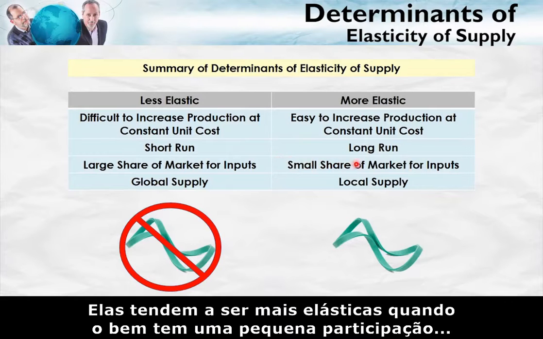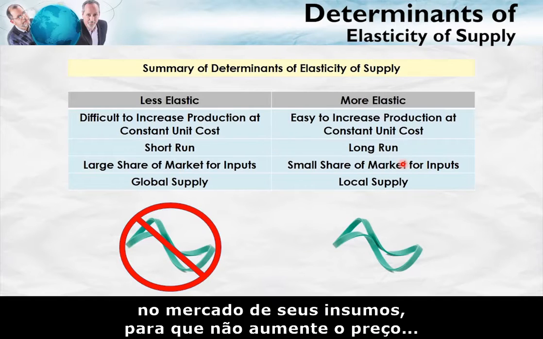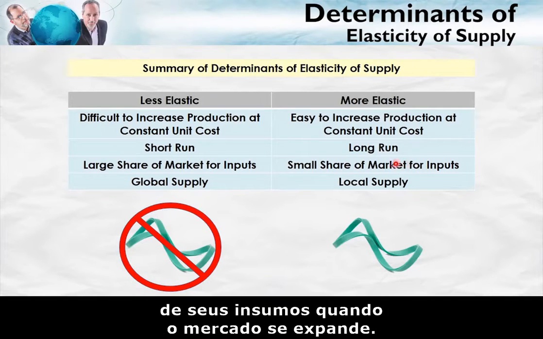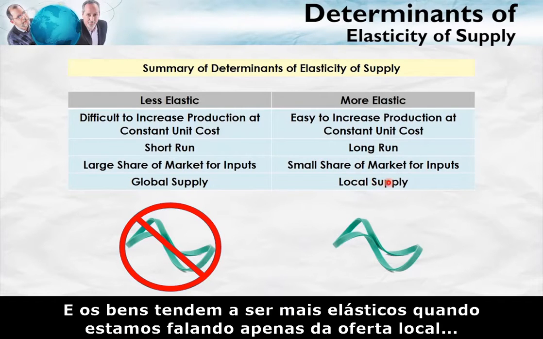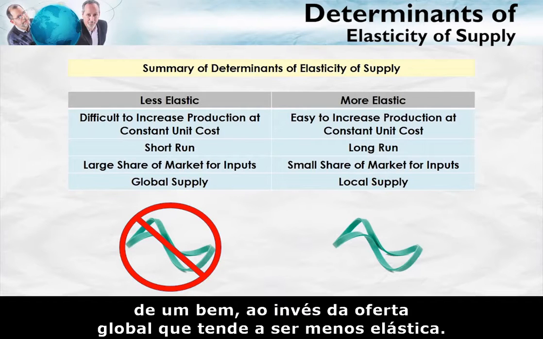They tend to be more elastic when the good has a small share of the market for its inputs, so it doesn't raise the price of its inputs when the market expands. And goods tend to be more elastic when we're just talking about the local supply of a good rather than the global supply, which tends to be less elastic.